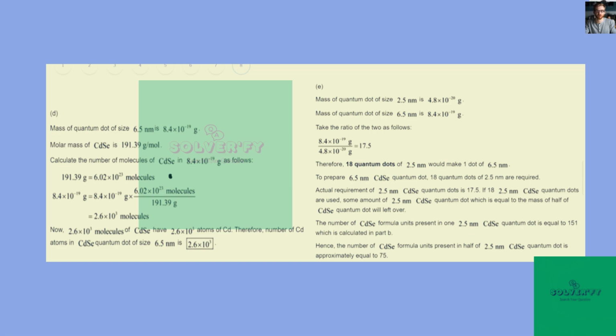The number of cadmium will be 2.6 times 10 raised to power 3 also, from which we can determine the ratio between the two quantum dots, which turns out to be 18 quantum dots of 2.5 nanometer will make one dot of 6.5 nanometers.